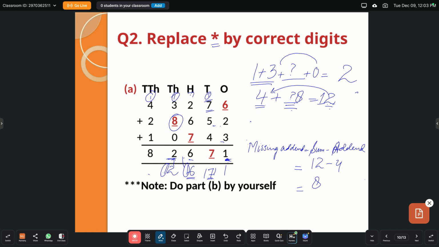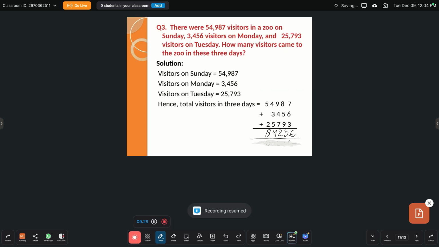Now, we will move to our 10,000s column. Okay, beta? Here it is 1, then 4, then 2, then 1. What is 1 plus 4? 5. What is 5 plus 2? 7. What is 7 plus 1? It is 8. Yes. So, we found the missing digits in this question. Okay. So, always remember, if you have to find the missing addend, use the formula sum minus addend.